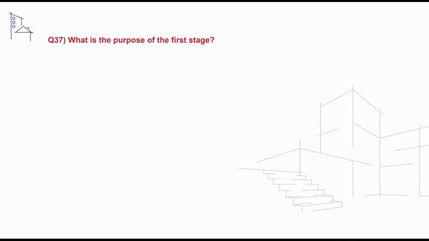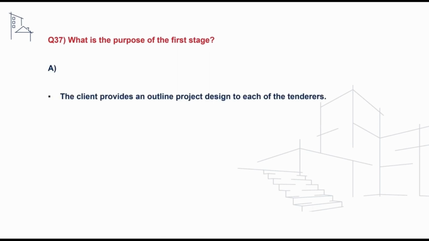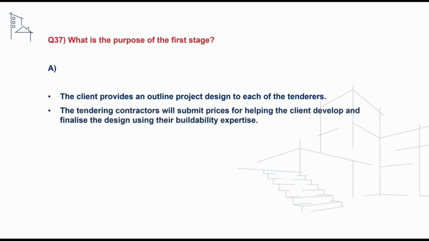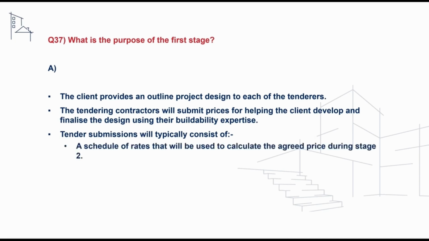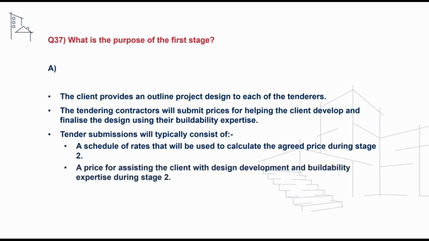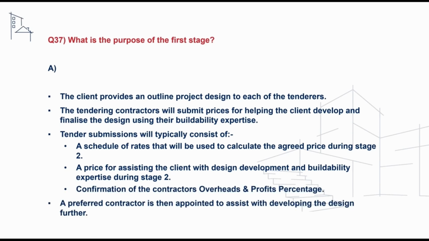The following question we may receive is what is the purpose of the first stage? And to address this, we can say that the client provides an outline project design to each of the tenderers during this stage. The tendering contractors will submit prices for helping the client develop and finalise the design using their buildability expertise. Tender submissions will typically consist of a schedule of rates that will be used to calculate the agreed price during stage 2, a price for assisting the client with design development and buildability expertise during the second stage, and confirmation of the contractor's overheads and profit percentage. A preferred contractor is then appointed to assist with developing the design further.